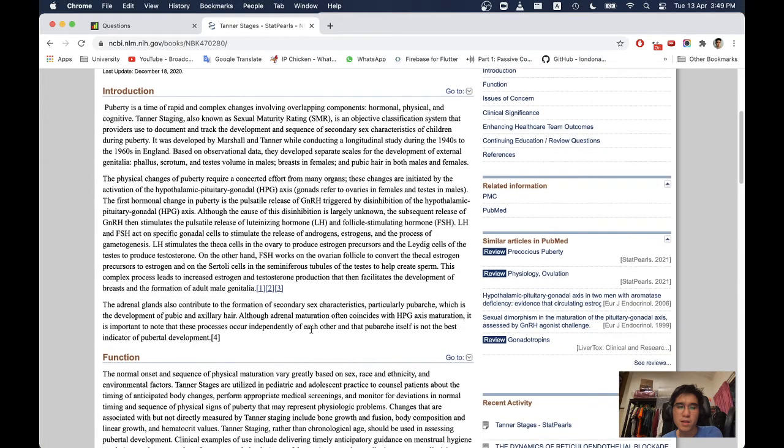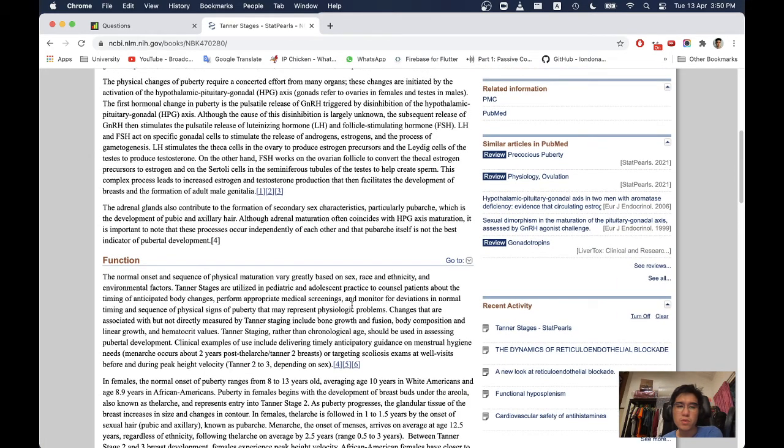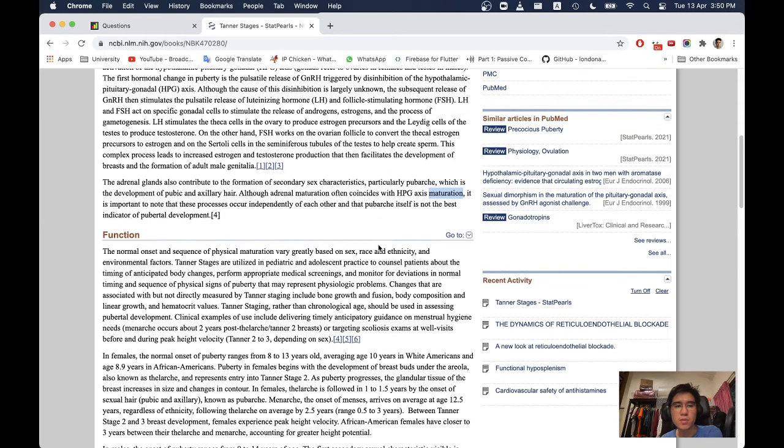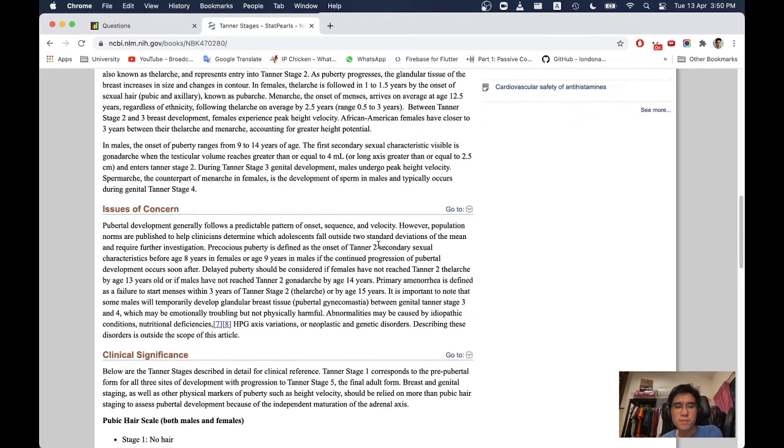The adrenal glands also contribute to the formation of secondary sexual characteristics, particularly pubarche, which is the development of pubic and axillary hair. Usually called adrenarche. Although adrenal maturation often coincides with HPG (hypothalamic-pituitary-gonadal axis) maturation, it is important to note that these processes occur independently of each other and that puberty itself is not the best indicator of pubertal development. Function.